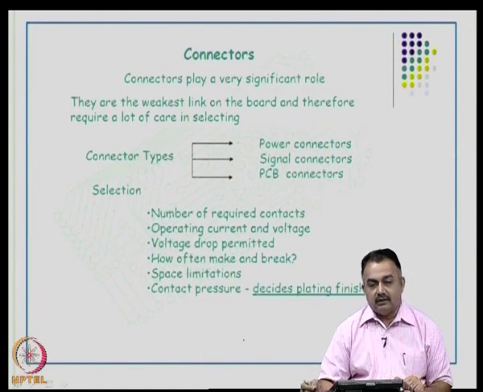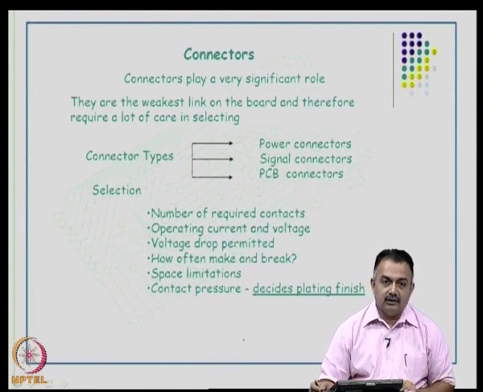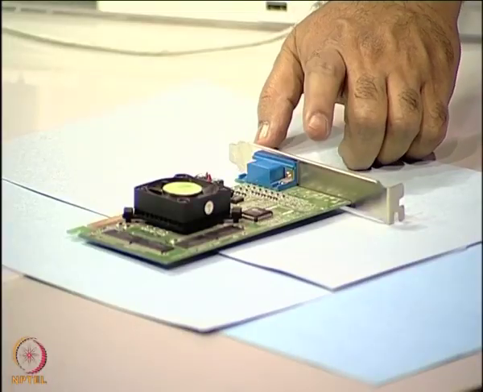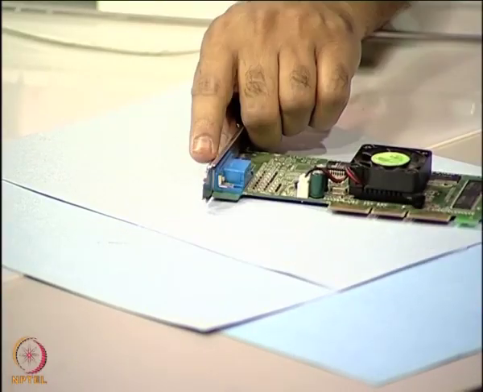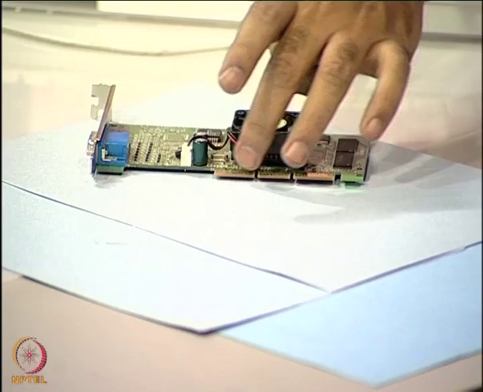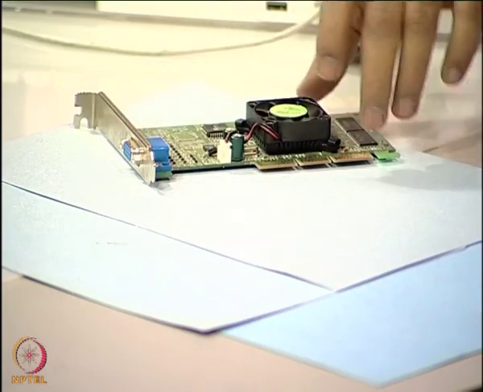Now, these connectors, very often we do not give due importance to the connectors. We normally give importance to the active devices, but connectors, let us say, for one printed circuit board to another printed circuit board, play a very significant role. So, if the camera can focus on this board here, now you can see there is a connector here, there is a connector, and there are different types of connectors. This is also known as a connector. This is an edge connector, and you can also have different types of other connectors.